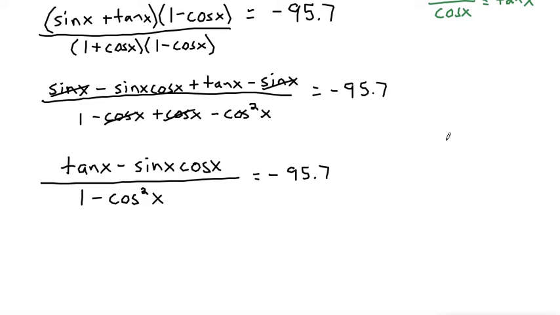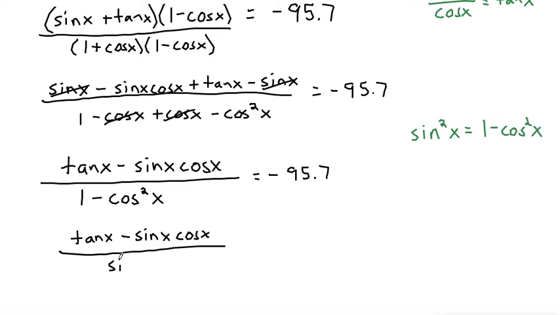From here, we can use the Pythagorean identity, that since sine squared x is equal to 1 minus cos squared x, we can simplify the denominator to sine squared. That makes tan x minus sin x cos x over sine squared x, and we still bring down our number.